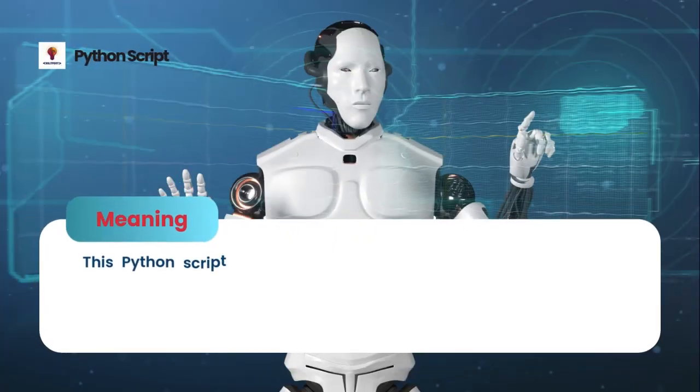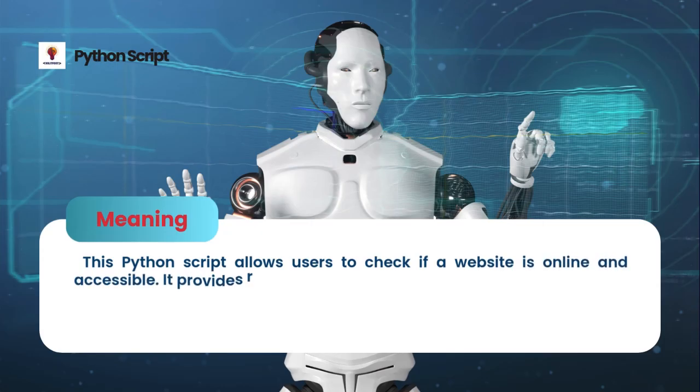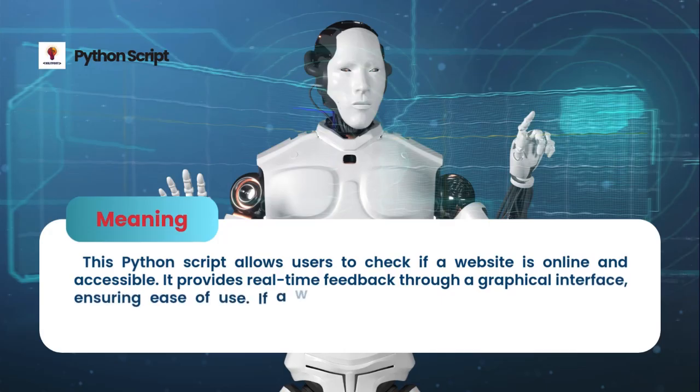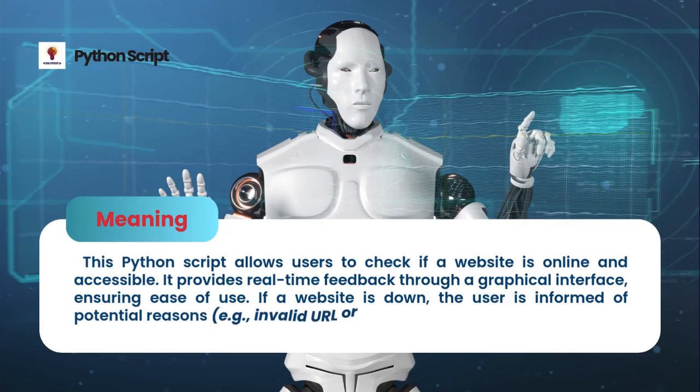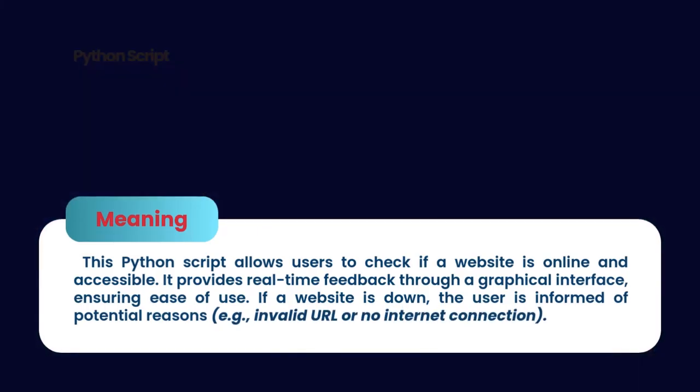This Python script allows users to check if a website is online and accessible. It provides real-time feedback through a graphical interface, ensuring ease of use. If a website is down, the user is informed of potential reasons, for example, invalid URL or no internet connection.